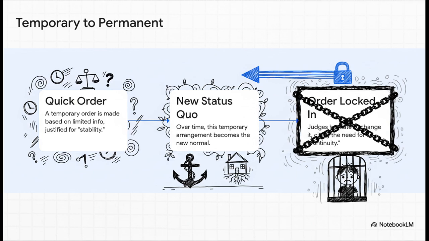You see, a judge might make a super quick, temporary decision, just for the sake of stability, but then time passes and that temporary setup slowly becomes the new normal. And later on, judges are really hesitant to change it, again, citing stability. So a rushed, maybe even flawed decision made in a hurry can lock in a child's entire future.